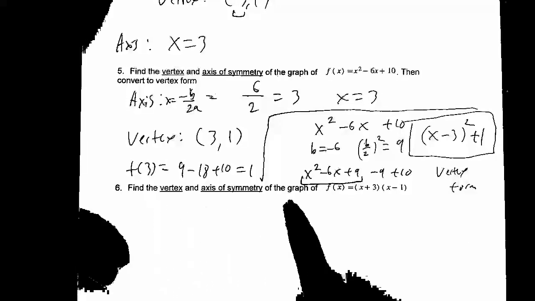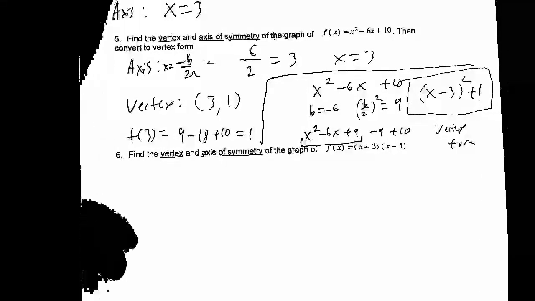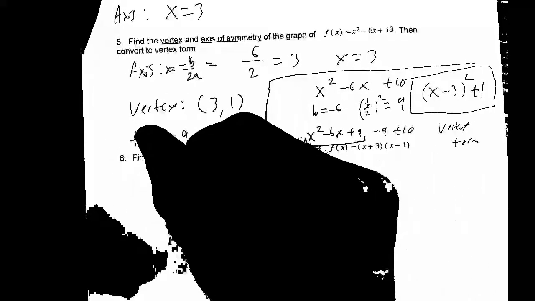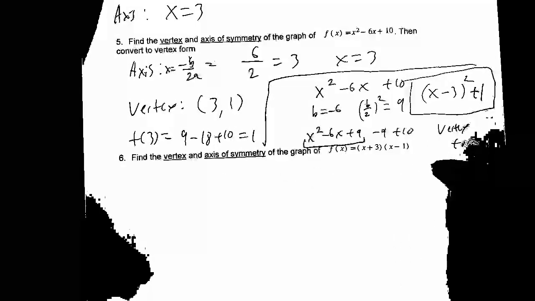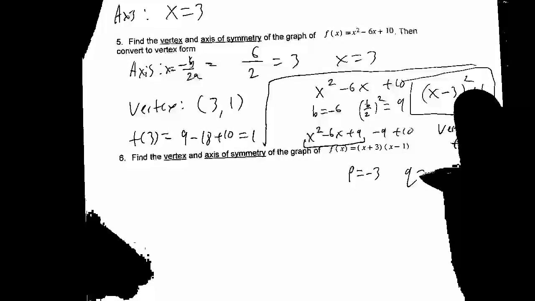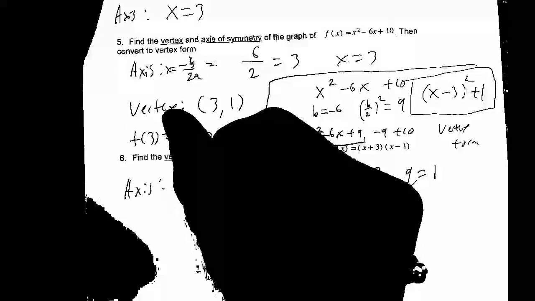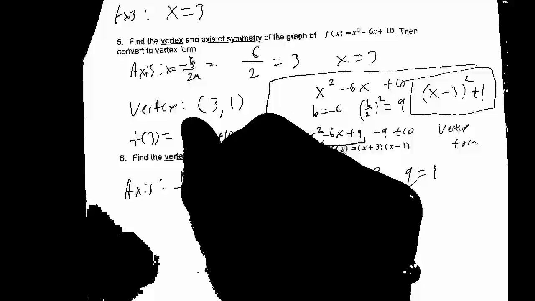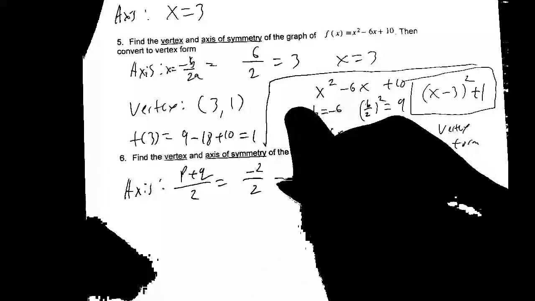Okay, last one. It's factored form. Find the vertex and axis of symmetry of f of x equals (x plus 3)(x minus 1). So it's p plus q. Let's find out what p and q are first. So p is negative 3 and q is 1. My axis of symmetry is going to be (p plus q) over 2, which is negative 2 over 2, which is negative 1, so x equals negative 1.